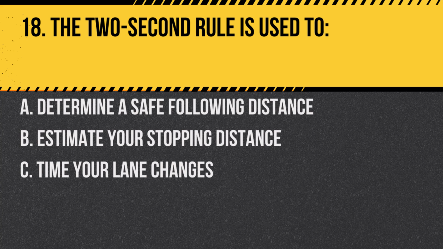Question 18. The 2-second rule is used to: A. Determine a safe following distance. B. Estimate your stopping distance. C. Time your lane changes. Answer: A. Determine a safe following distance. This rule helps ensure you have enough time to react if the vehicle in front of you suddenly stops.